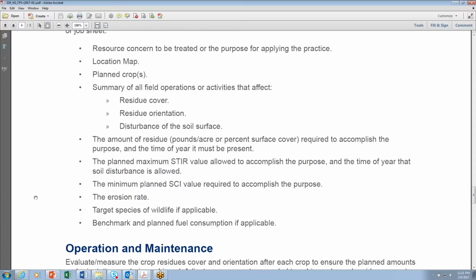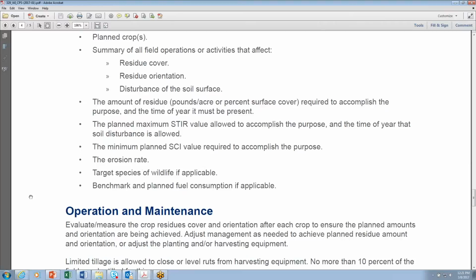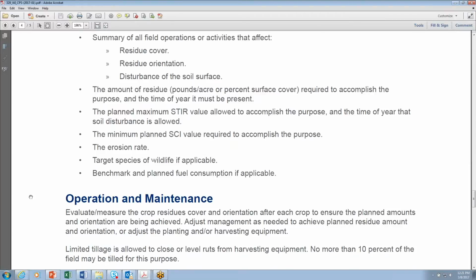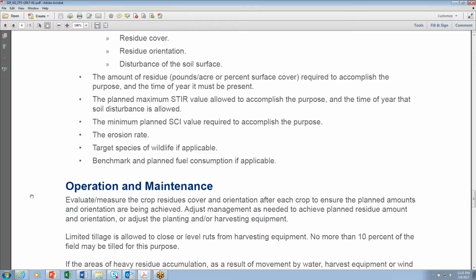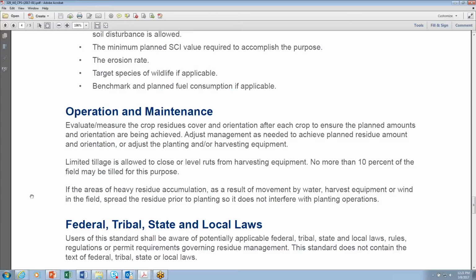Then we're looking at residue levels again now, because we said we need 60% residue. We look at the STIR value, that's critical. We document the soil conditioning index. We look at that erosion rate, and we look at any other specific purpose that we're trying to document. If it's wildlife, then we're looking for that standing residue. If it's fuel consumption, we're looking at savings by not doing an extra pass or two across the field. Then we look at the operation and maintenance of this practice standard.